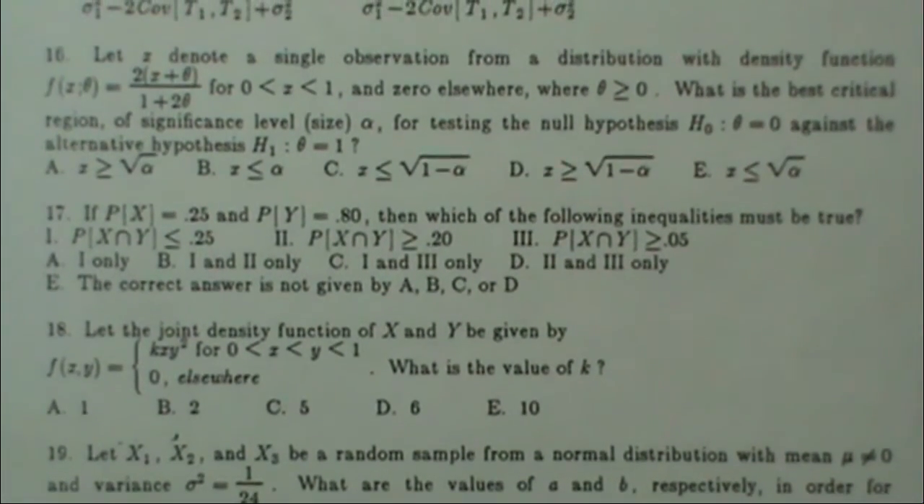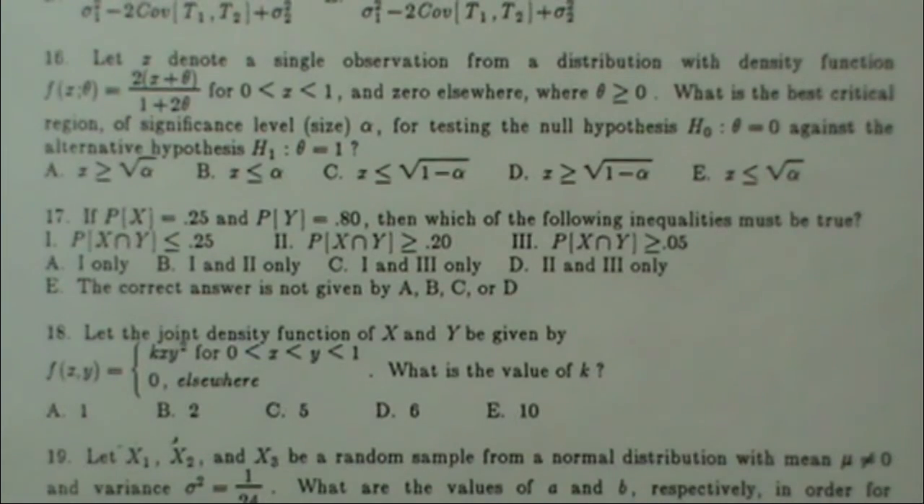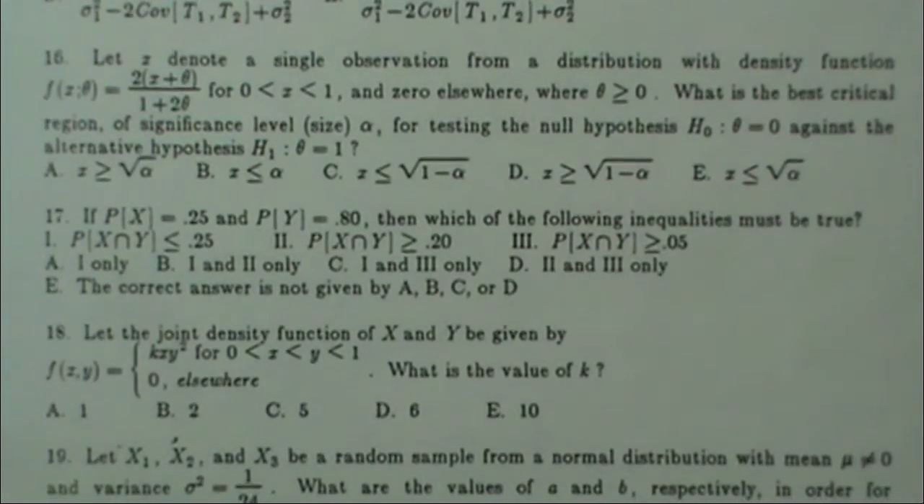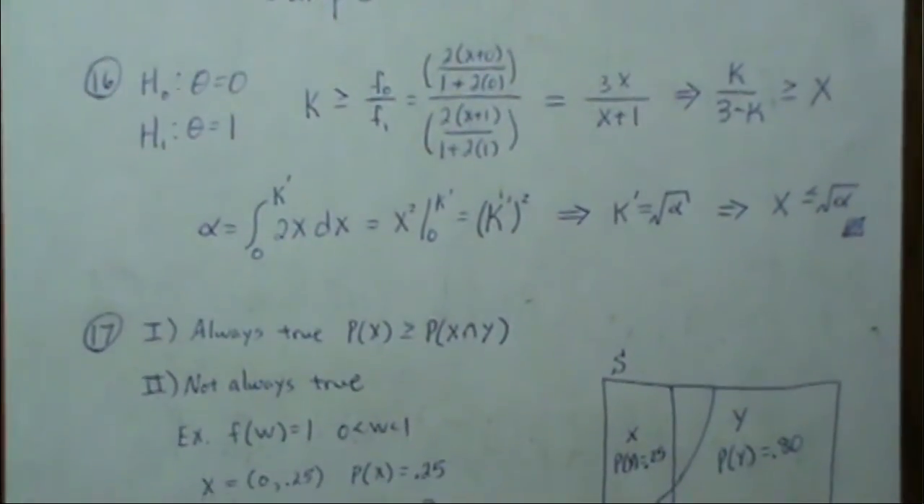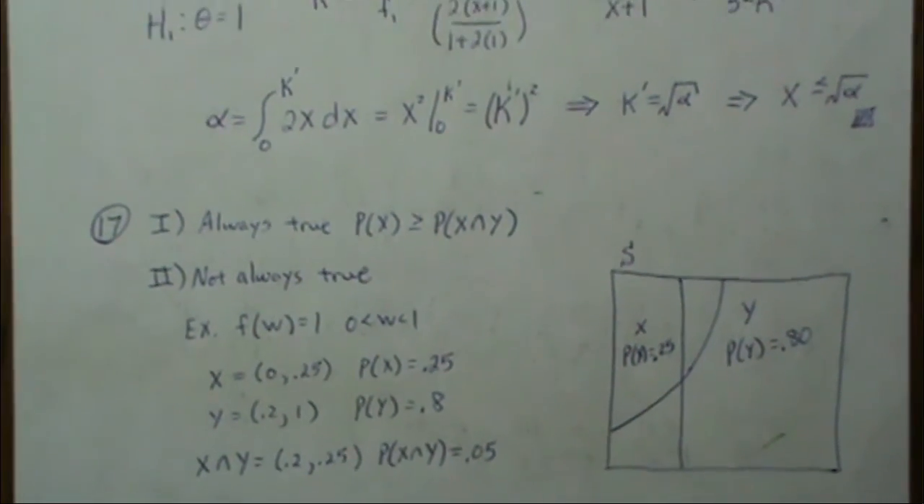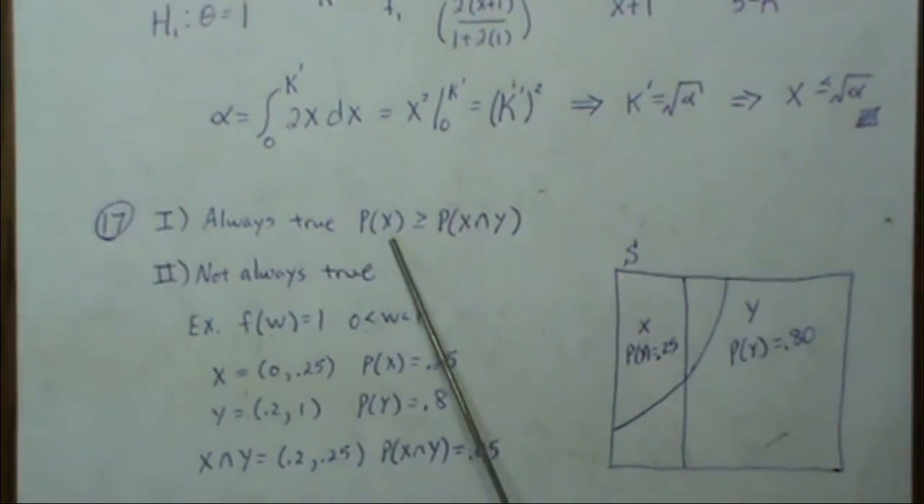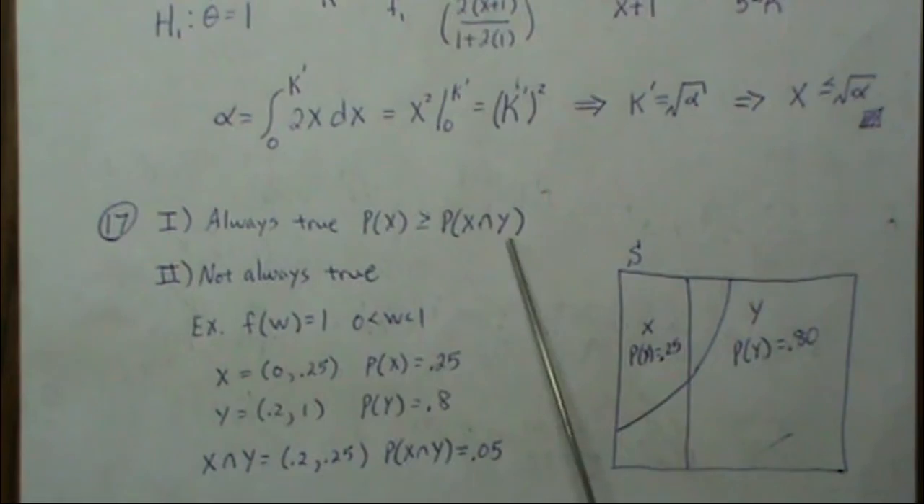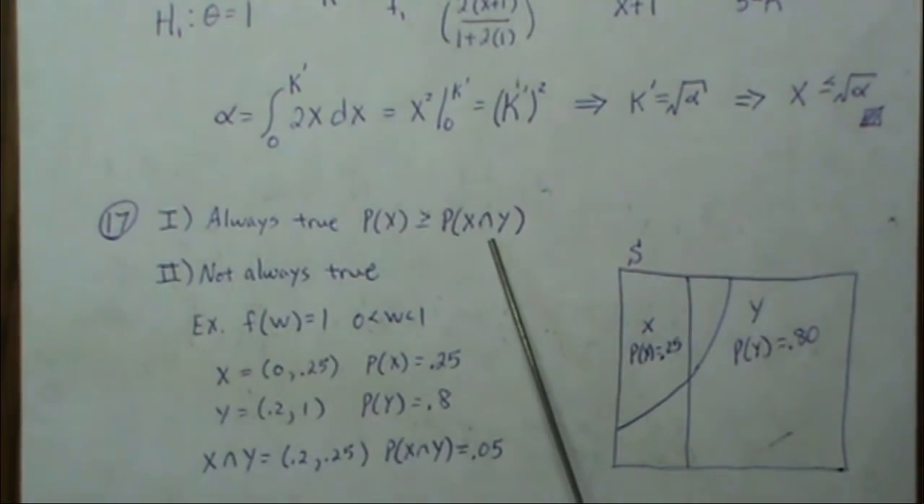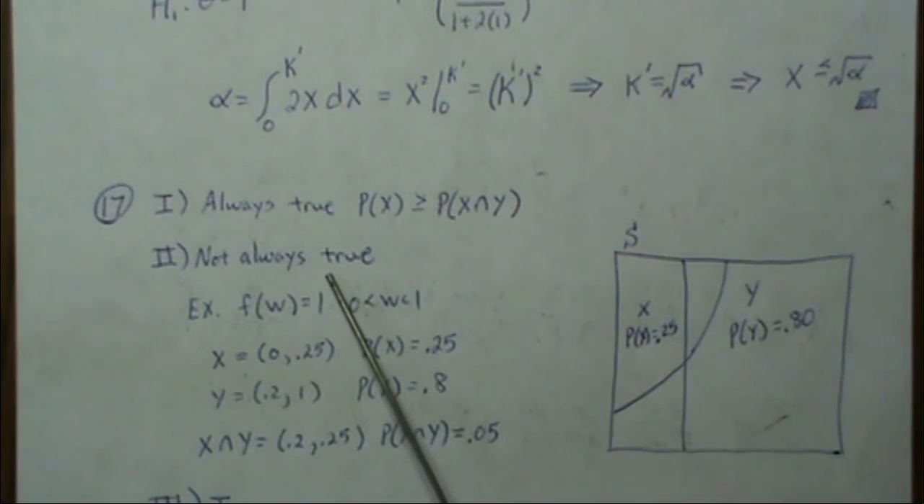Number 17, if the probability of x is 0.25 and the probability of y is equal to 0.8, then which of the following inequalities must be true? Now, for 17, we're given the probability that x is 0.25 and the probability of y is 0.8. And 1 is always true. The probability of x is always greater than or equal to x intersected with something else, because it can only get smaller. Now, number 2 is not always true, though it can be true.